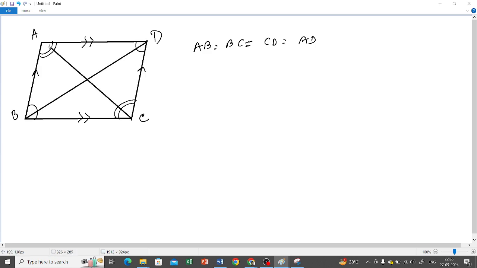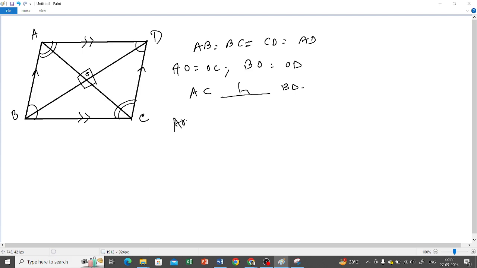Diagonals are perpendicular to each other and bisect each other. So that means AO is equal to OC and BO is equal to OD, and AC is perpendicular to BD. Understood? Area of a rhombus is half into the product of diagonals.